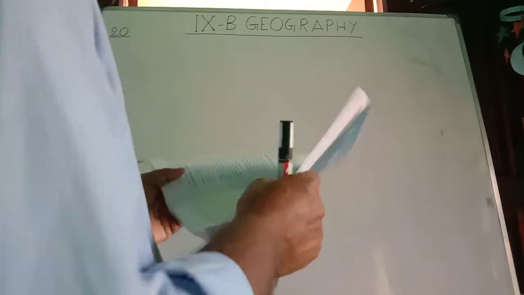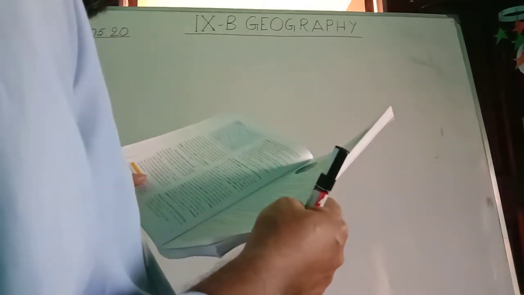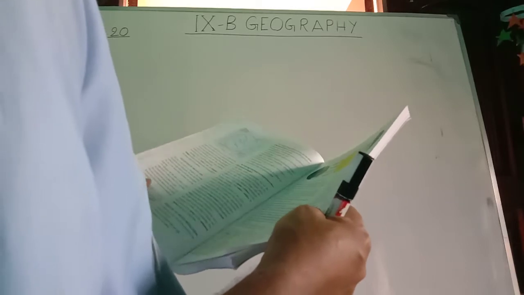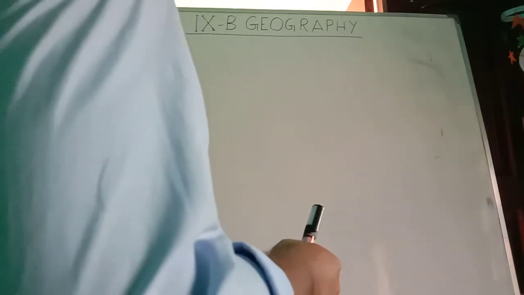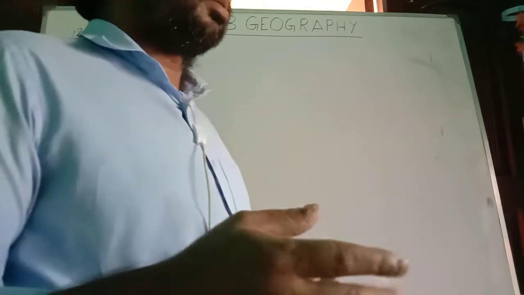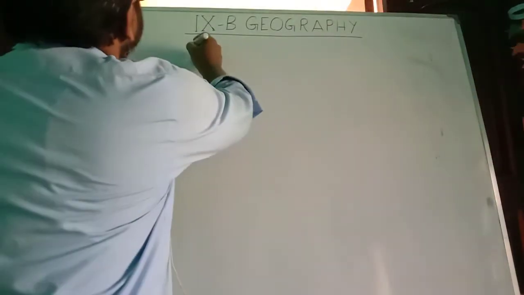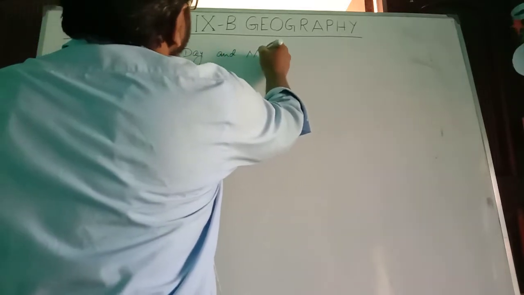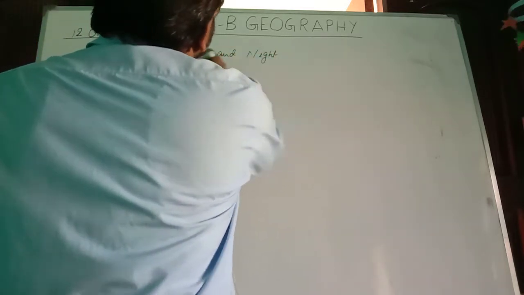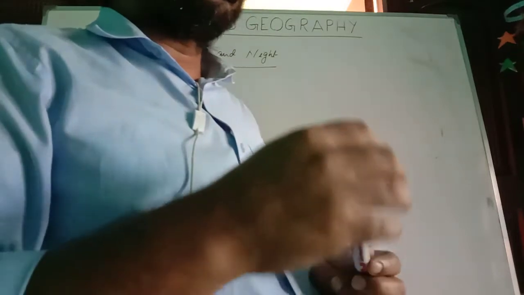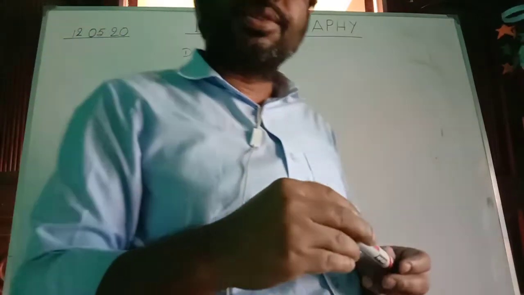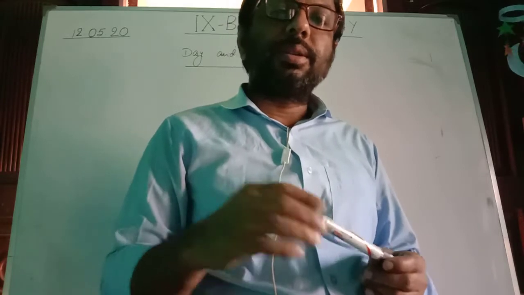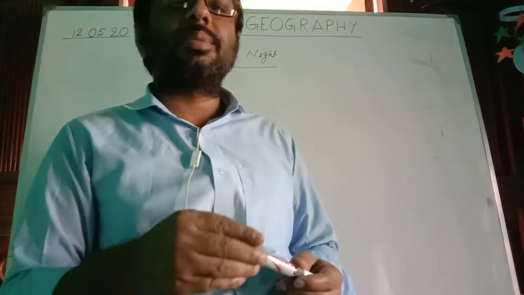Now today we will see the effect of this revolution. The first is day and night. In this topic, you have studied that half of the earth gets sunlight. That part of the earth experiences day, and half of the earth remains dark. That part of the earth experiences night.